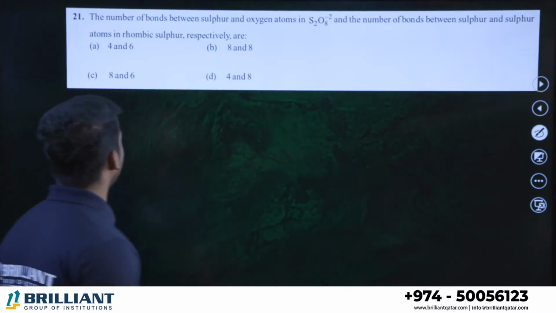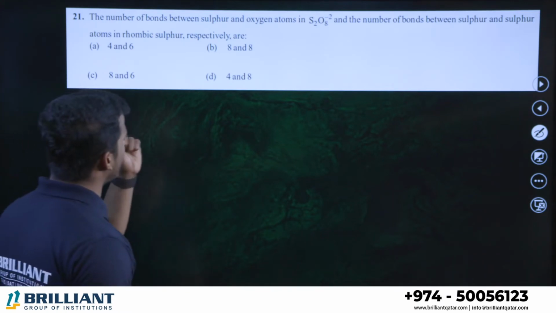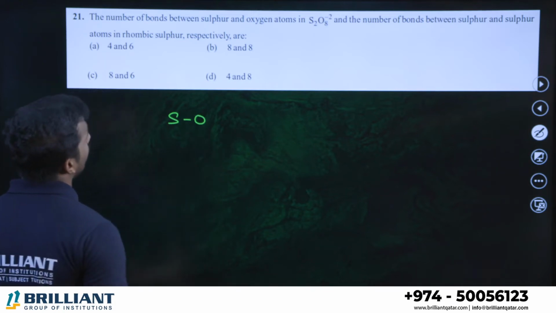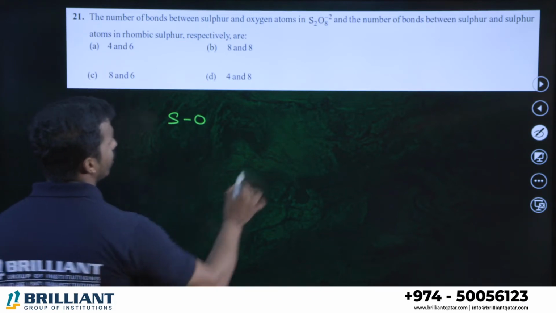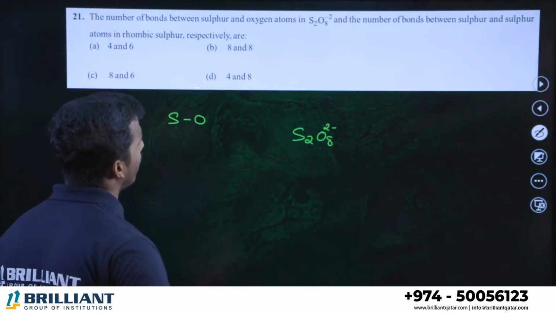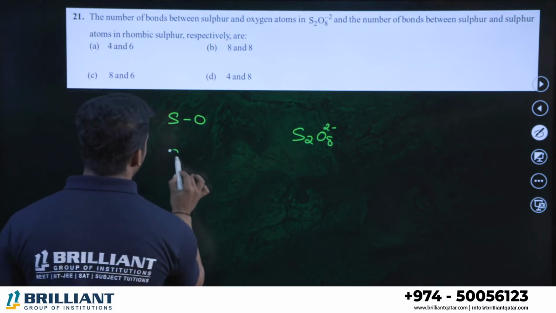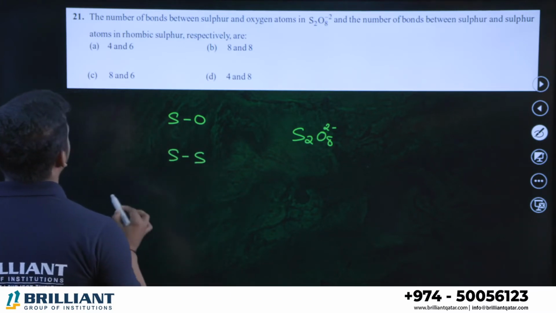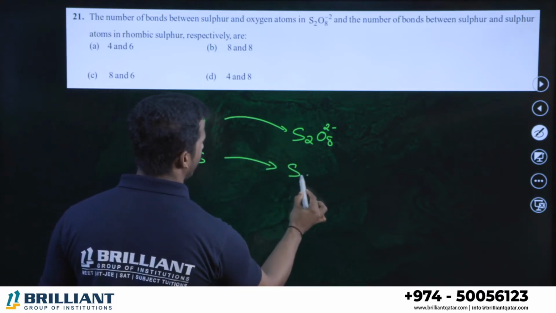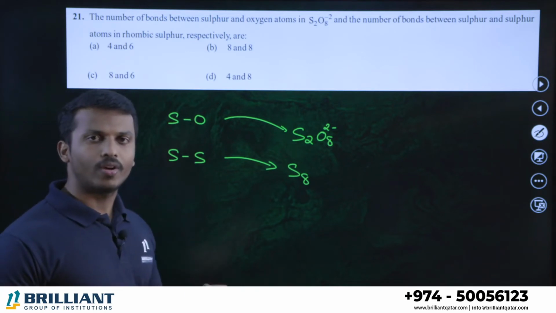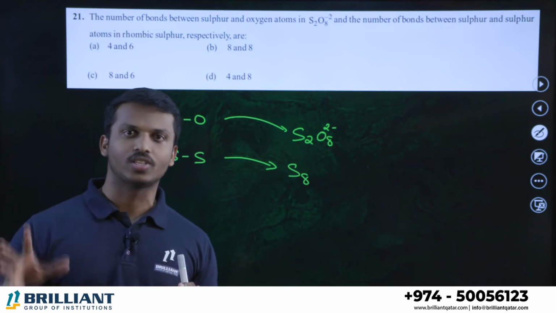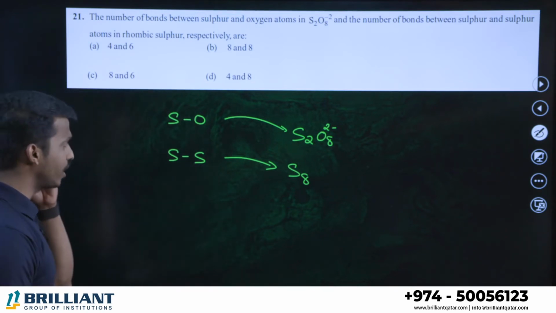Question number 21. The number of bonds between sulfur and oxygen atoms in S2O8 2- and the number of bonds between sulfur and sulfur atoms in rhombic sulfur. Rhombic sulfur is S8. Rhombic sulfur and monoclinic sulfur both contain the common S8 unit, right? Okay, so the question is simple.